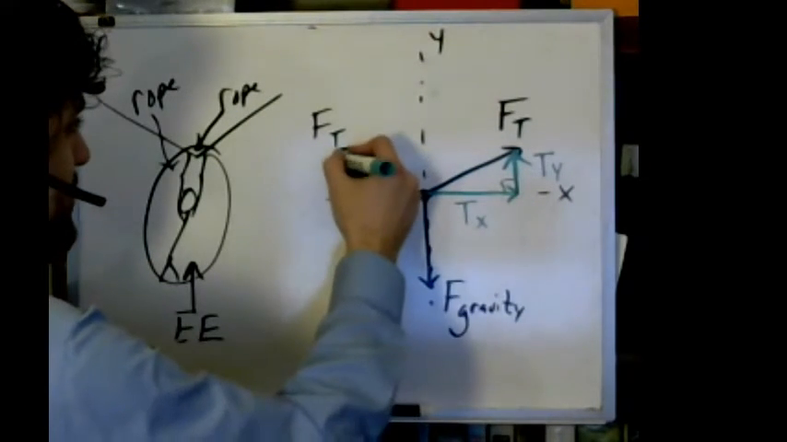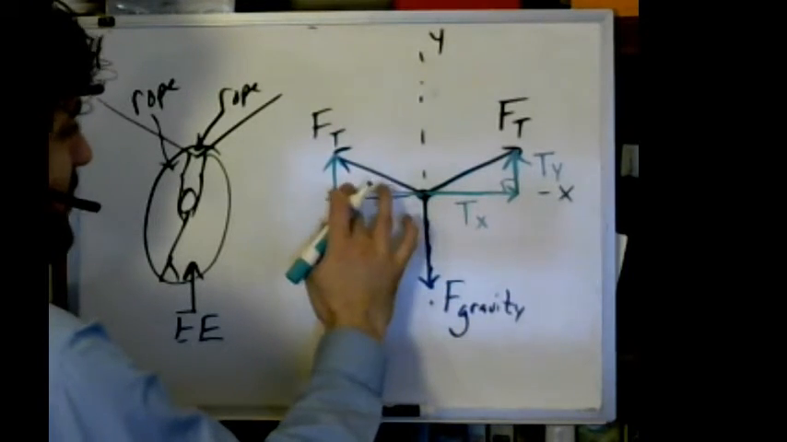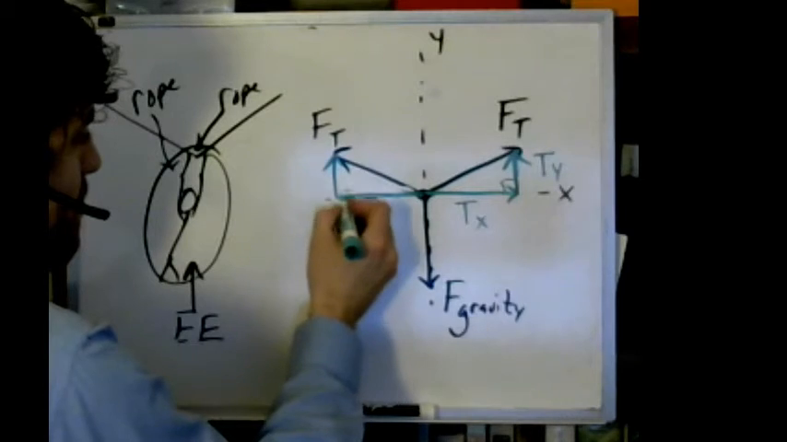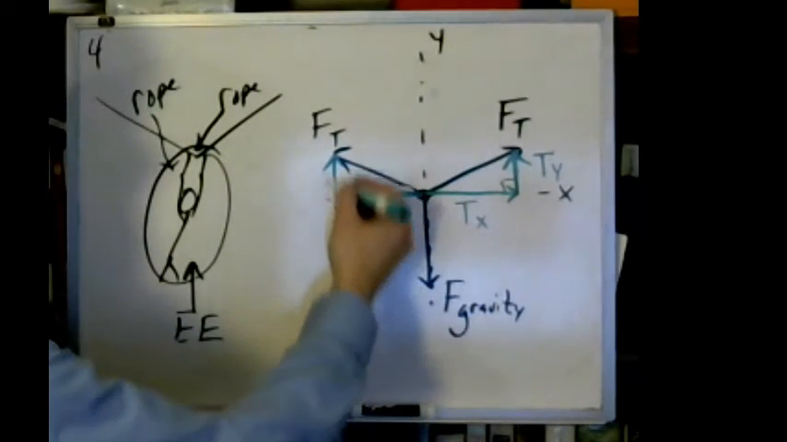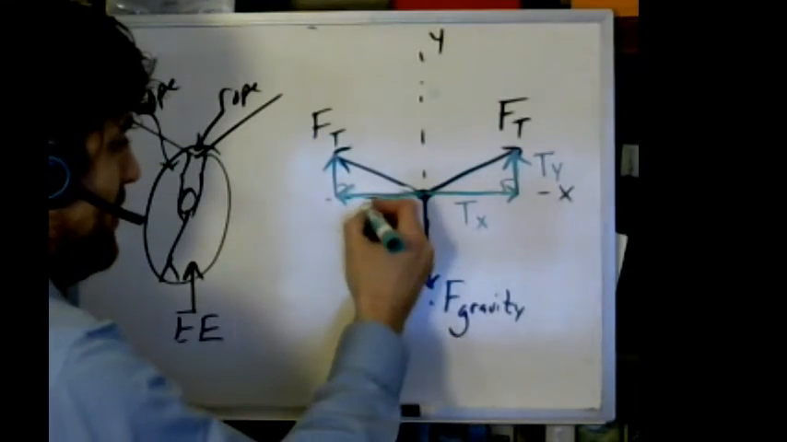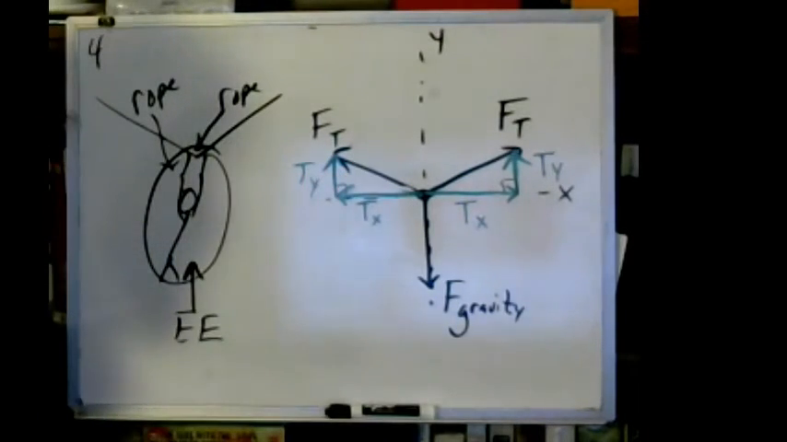We do the same thing on the other side. We draw a right triangle to the left and up because the original vector is to the left and up. Tension in the x, tension in the y.